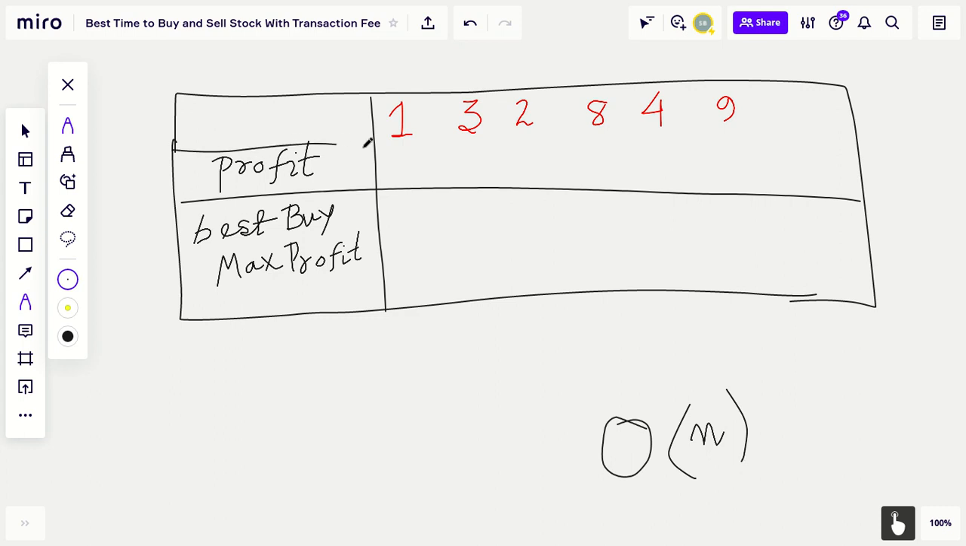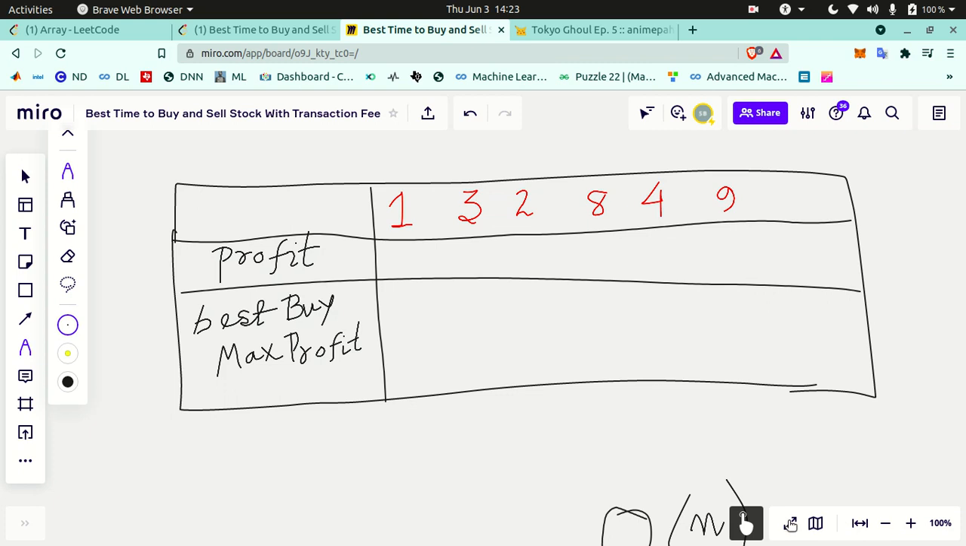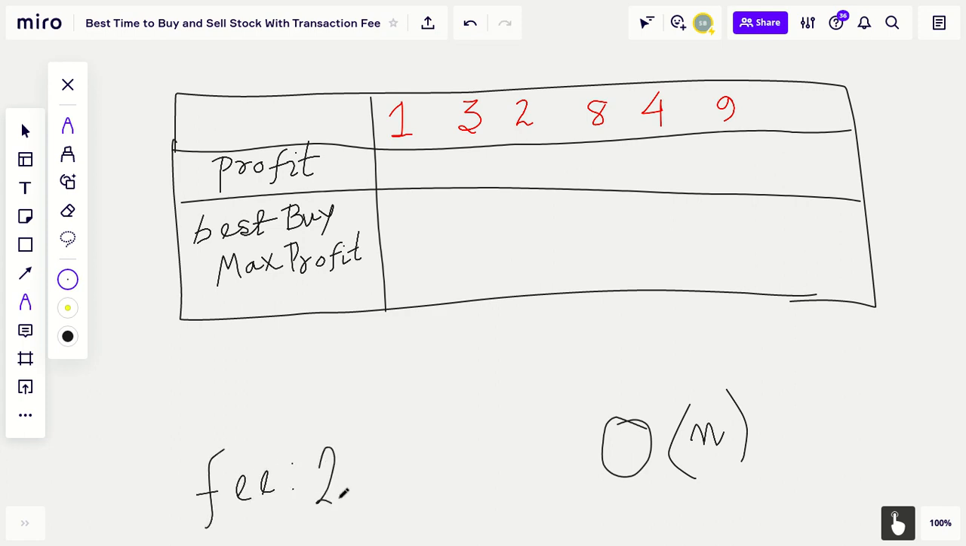So this was the first example, prices 1, 3, 2, 8, 4, 9, and the fee was 2. That is what I have written over here: fee is 2.